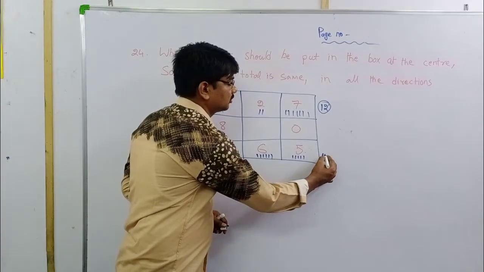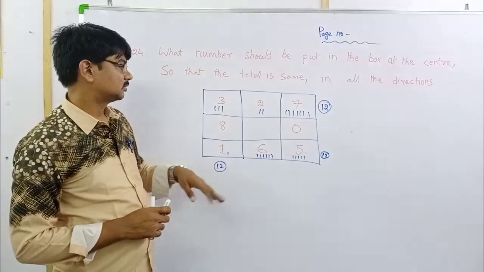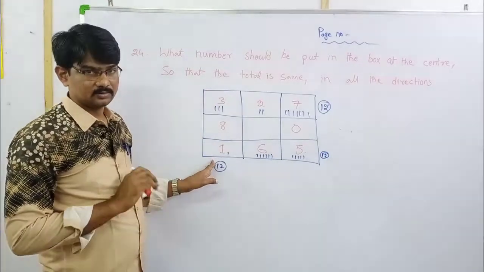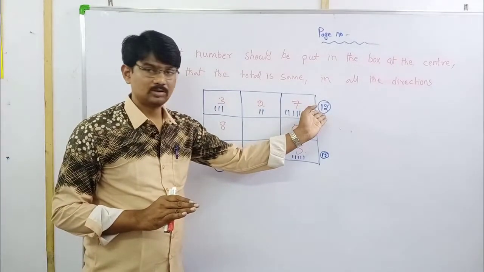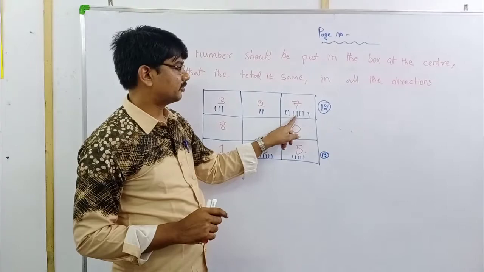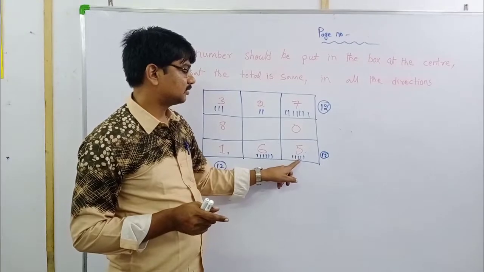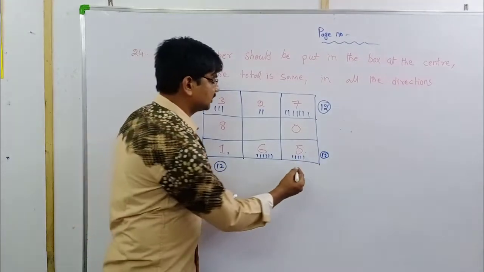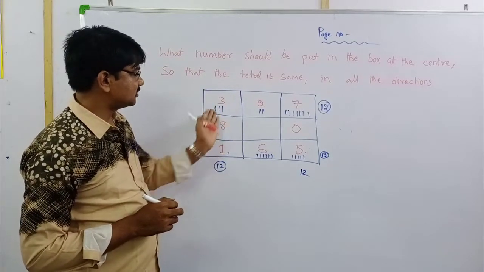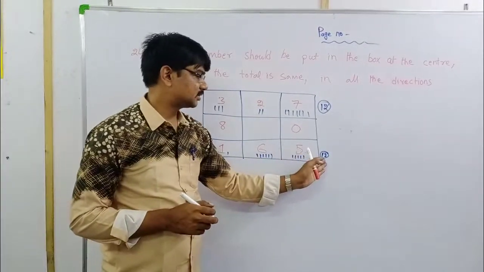Here also 12 is coming. So what will be the total? 12. In this direction 12 is finished. In this direction also the total is finished. In this direction 1, 2, 3, 4, 5, 6, 7. 7 plus 0, 7, 8, 9, 10, 11, 12. In this direction also 12. Okay. In each of these directions, 12 is finished.